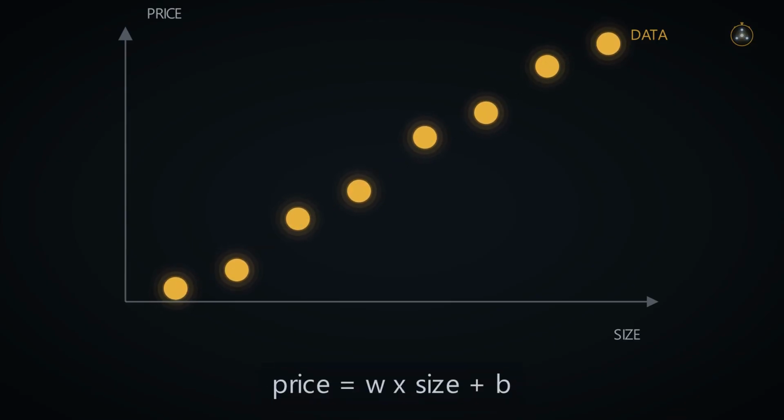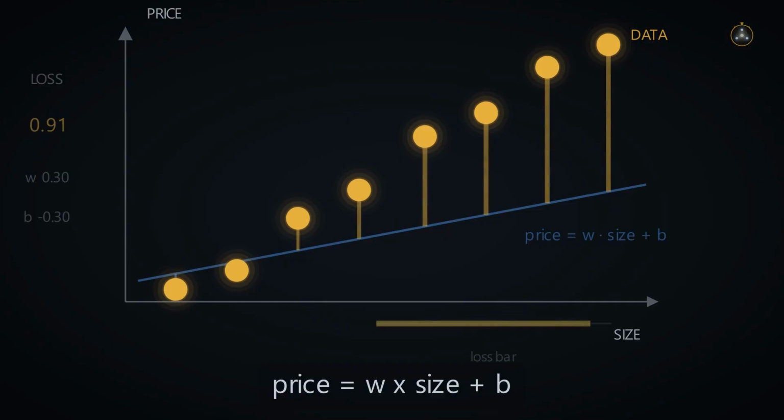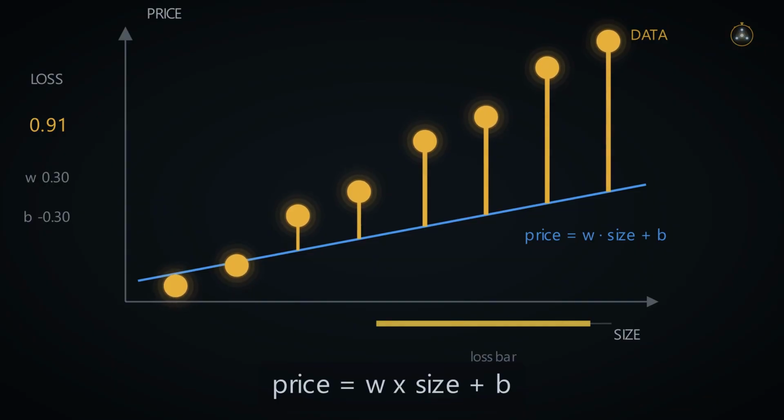The simplest shape for a rising trend is a straight line. That line is our model, and it has a name: linear regression. It is just a formula from school. Price equals W times size plus B. Two numbers define the whole thing.